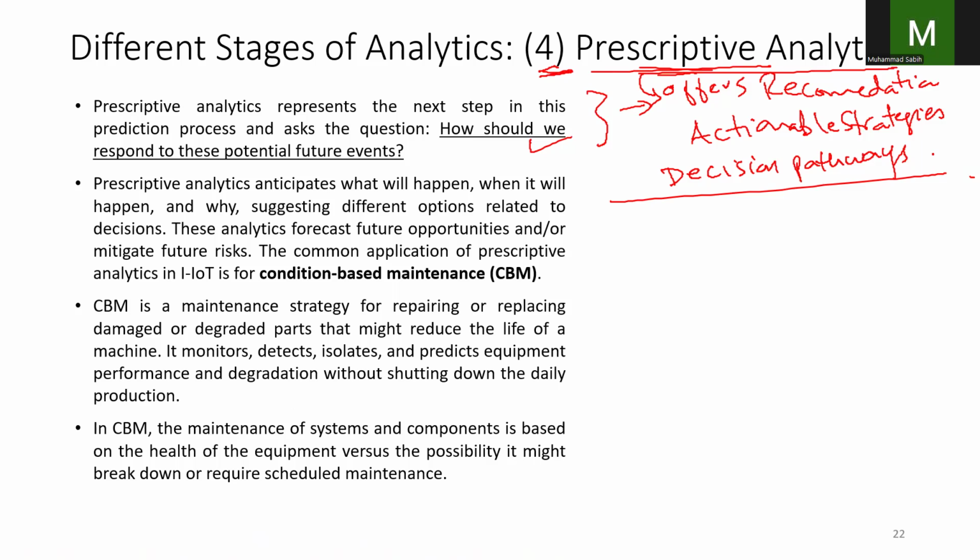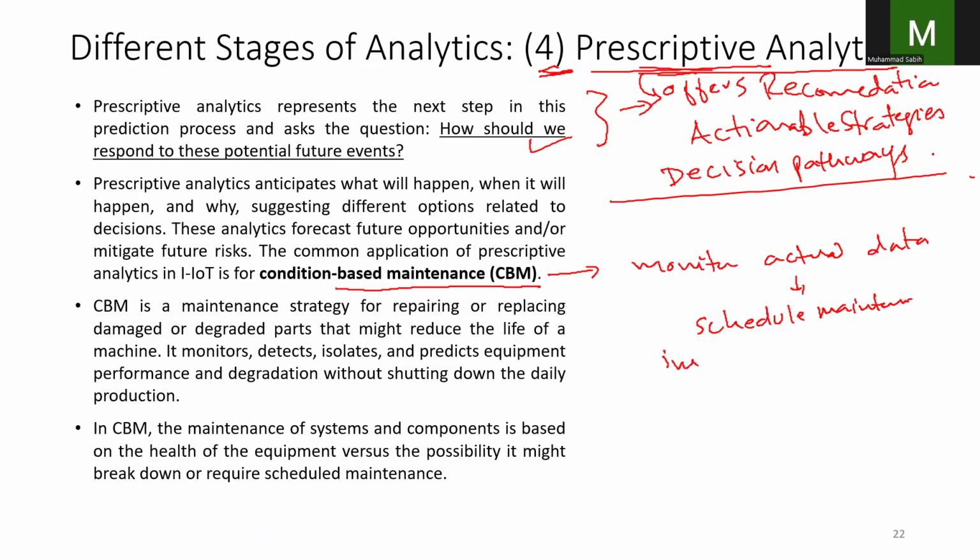A widely adopted application of this in industrial IoT is condition-based maintenance, shortly called CBM. Instead of replacing parts on a fixed schedule or after failure, CBM uses sensor data to monitor the actual condition, and based on that it schedules maintenance. If performance degradation or anomalies are detected, CBM triggers actions such as repairs or replacements before a major failure occurs. This reduces downtime, improves equipment longevity, all while maintaining continuous production.